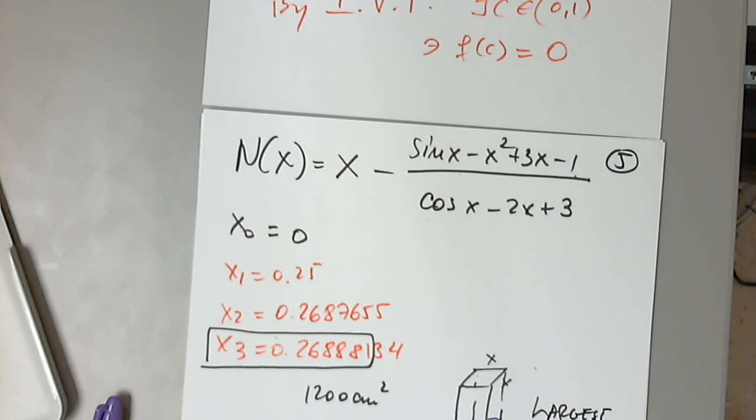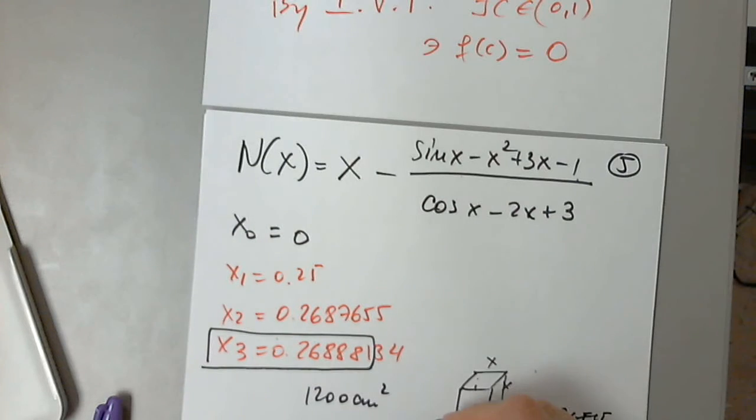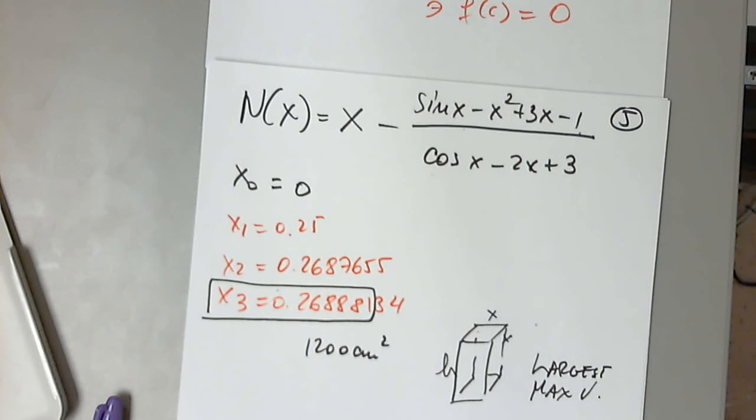Okay, so the surface area of the box is 1,200 square centimeters, and we want to determine the dimensions of the box, knowing that the base is a square. So we want to determine the side of the square and the height. Okay, so let's think how we do this.